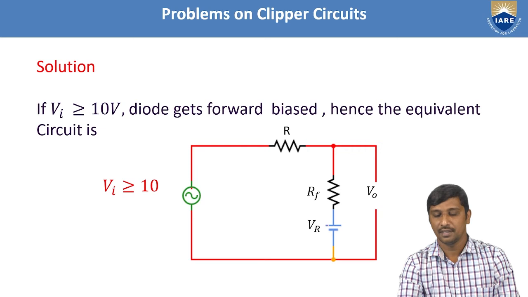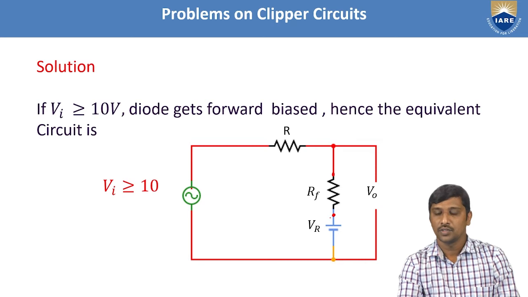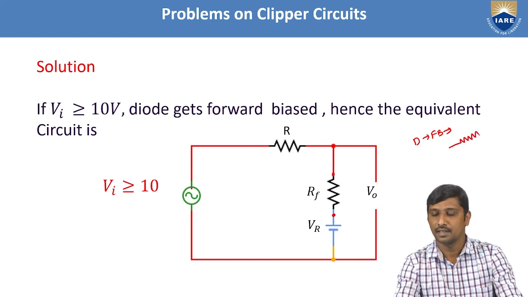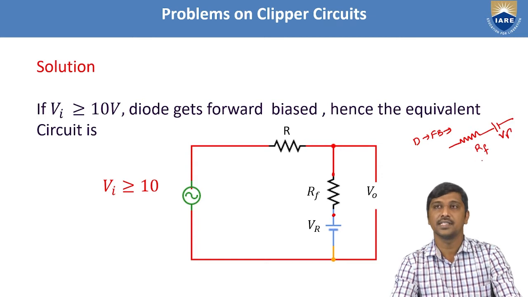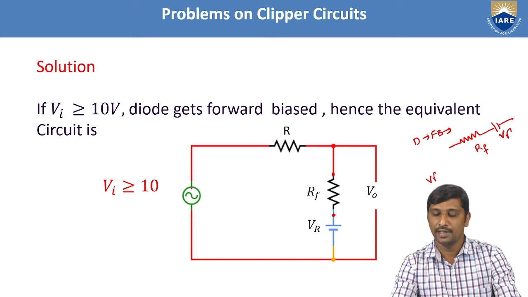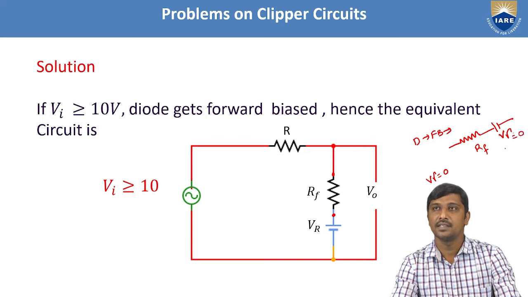So hence, here I represented this one. This point here is the diode. We know that when the diode is forward biased, it is replaced with an equivalent circuit that contains a diode forward resistance along with the cut-in voltage. Here this is V gamma and the diode forward resistance is RF. But in our problem, they mentioned that the cut-in voltage of the diode is 0. So if the cut-in voltage of the diode is 0, what happens here? At this point, the V gamma is 0.